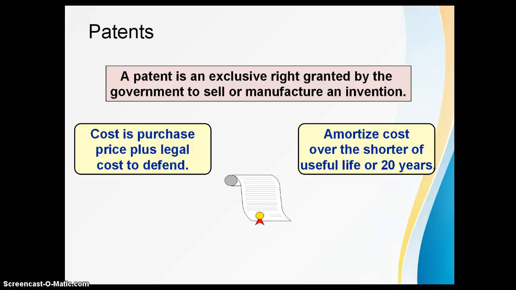Moving to patents. A patent is an exclusive right granted by the government to sell or manufacture an invention, and the cost of a patent will be calculated from the purchase price plus the legal cost to defend that patent, and it will be amortized over the shorter of the useful life or 20 years.